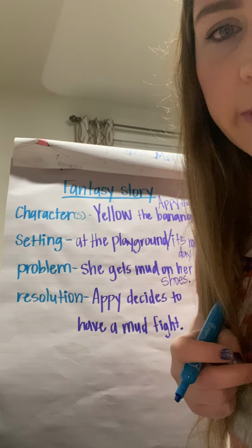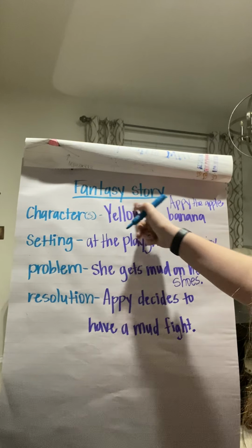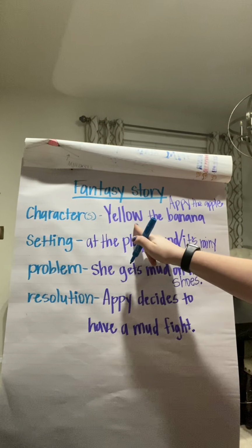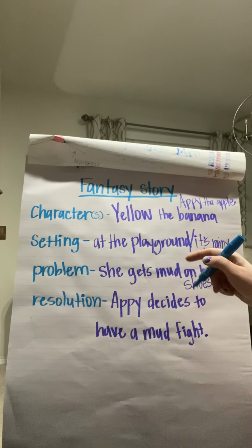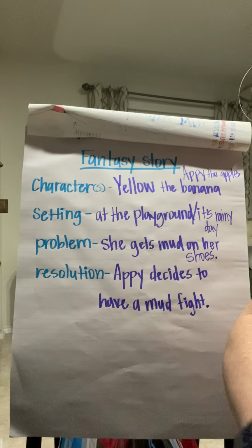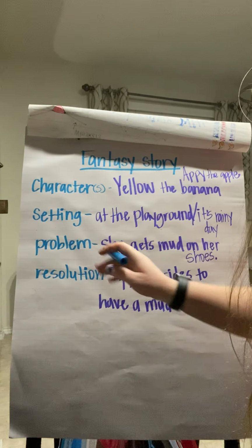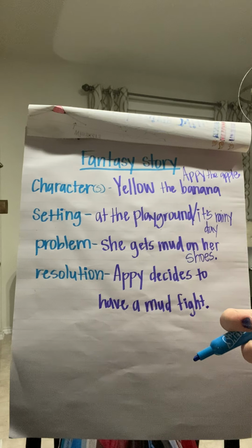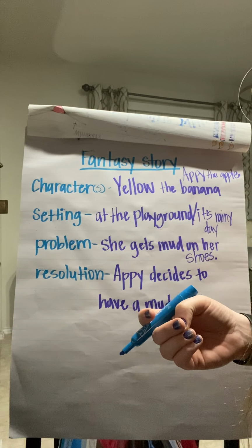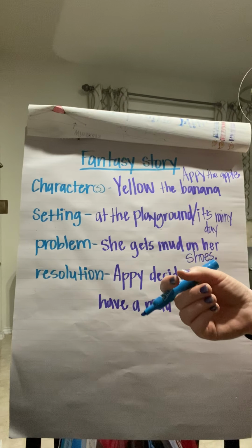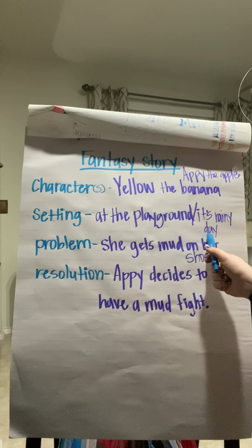All right, so let's go ahead and talk about what I have so far in my story. My fantasy story has two characters. One is Yellow the banana, and the other is Appy the apple, right? The next thing that we put together was the setting. The setting is the place where it's taking place, and what time of day, or maybe what type of day it is. Okay, so it says that we were at the playground and it's going to be a rainy day.